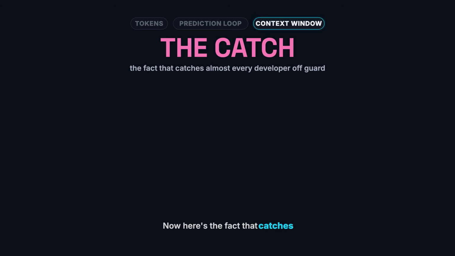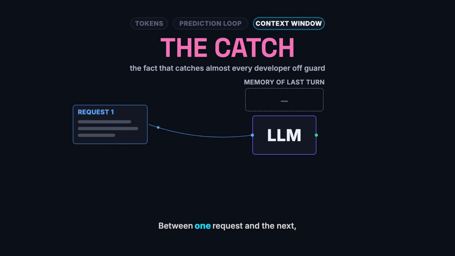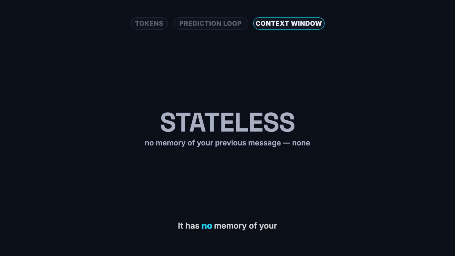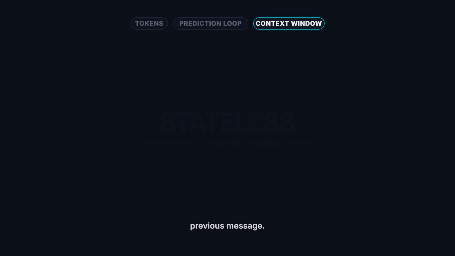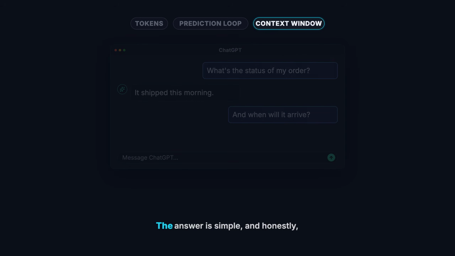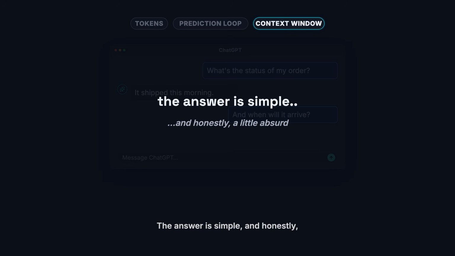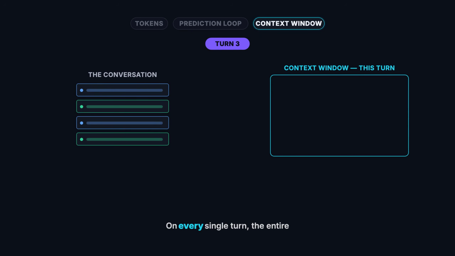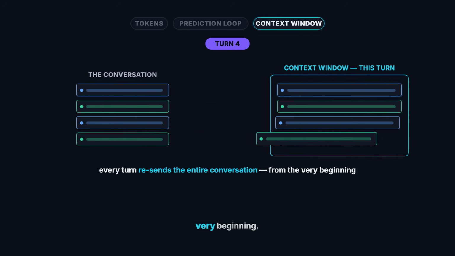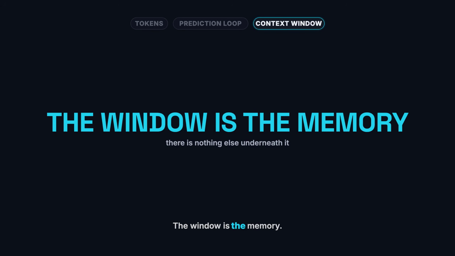Now here's the fact that catches almost every developer off guard the first time. Between one request and the next, the model remembers nothing. It is completely stateless. It has no memory of your previous message. So how does a chatbot seem to remember your conversation? The answer is simple and honestly a little absurd. On every single turn, the entire conversation gets sent again, from the very beginning. The window is the memory. There is nothing else underneath it.